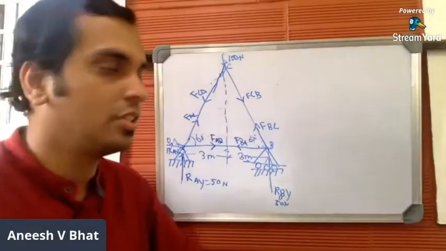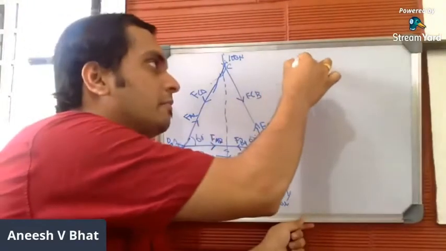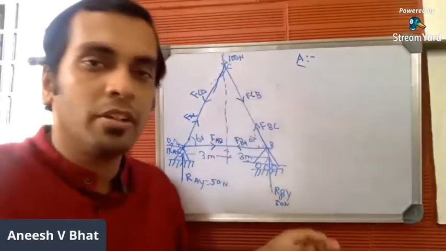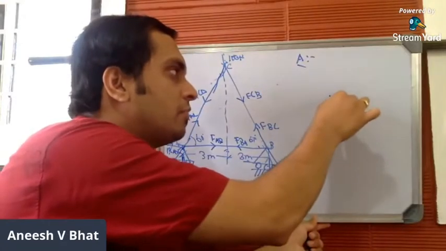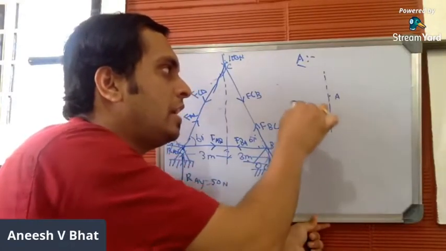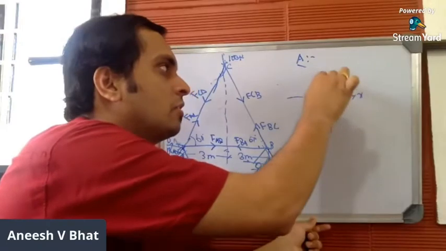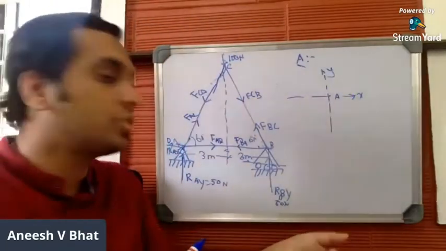So let me consider joint A here. Let me start with joint A. Let me draw the free body diagram of joint A, consider a particular point as A, draw the coordinates, and mark all the forces associated with A.